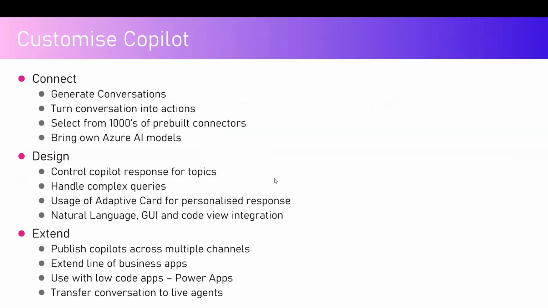Now, customizing Copilot. What are we going to do in that interface? Now, we have three options over here. Three basic feature sets: connect, design, and extend. Connect means, as you all know, the purpose of Copilot is to have those conversations with the user. It generates conversation, so you ask a question, you get a response. Now, you can convert the conversation into actions.